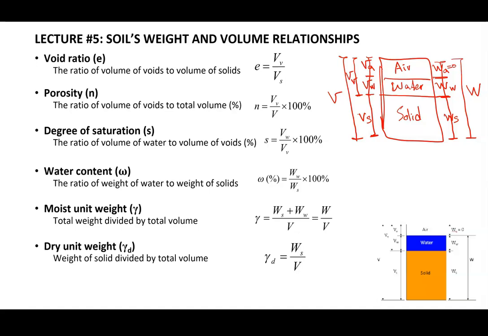Void ratio, volume of void divided by volume of solids. Porosity, volume of void divided by total volume. Degree of saturation, how much water we have in the voids, volume of water divided by volume of voids. Water content, weight of water divided by weight of solids. We have a moist unit weight, total weight divided by total volume. Again, this is called gamma. And we have a dry unit weight, or gamma D, which is weight of solids divided by total volume.